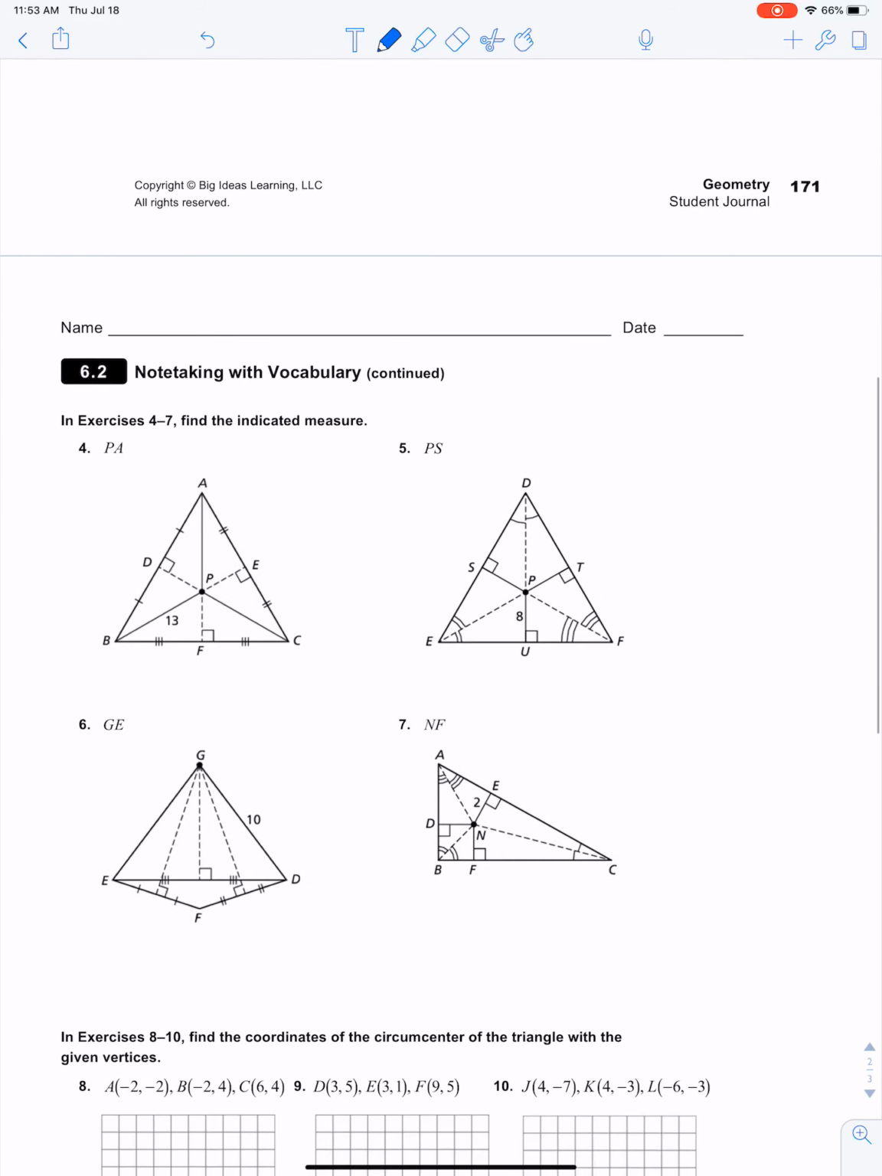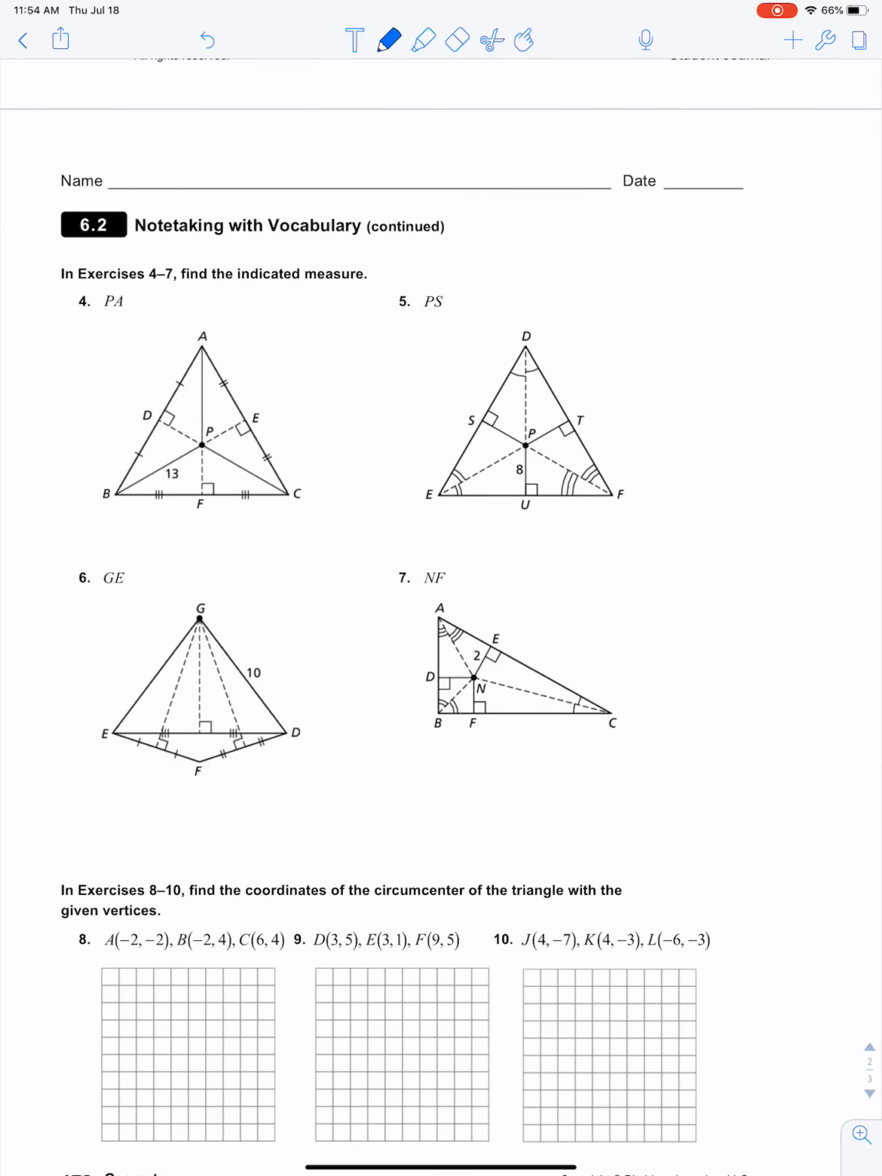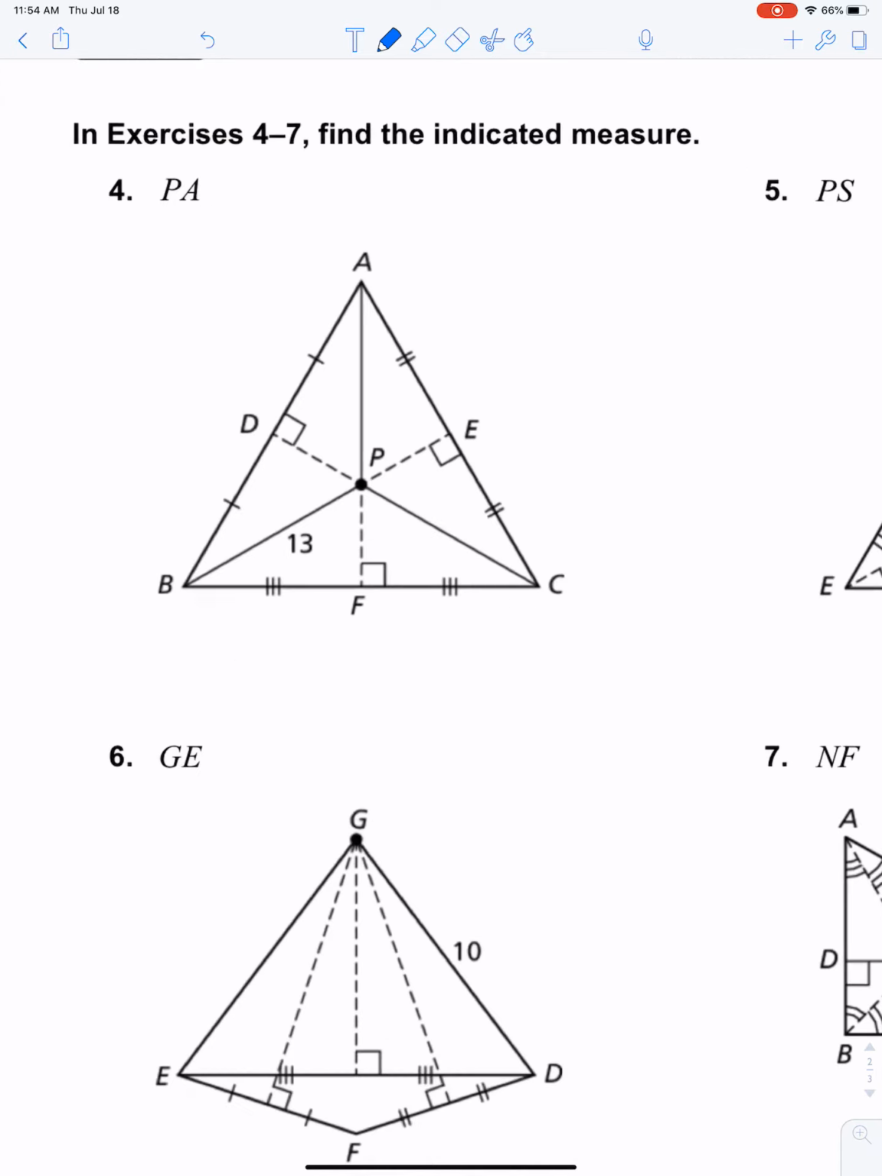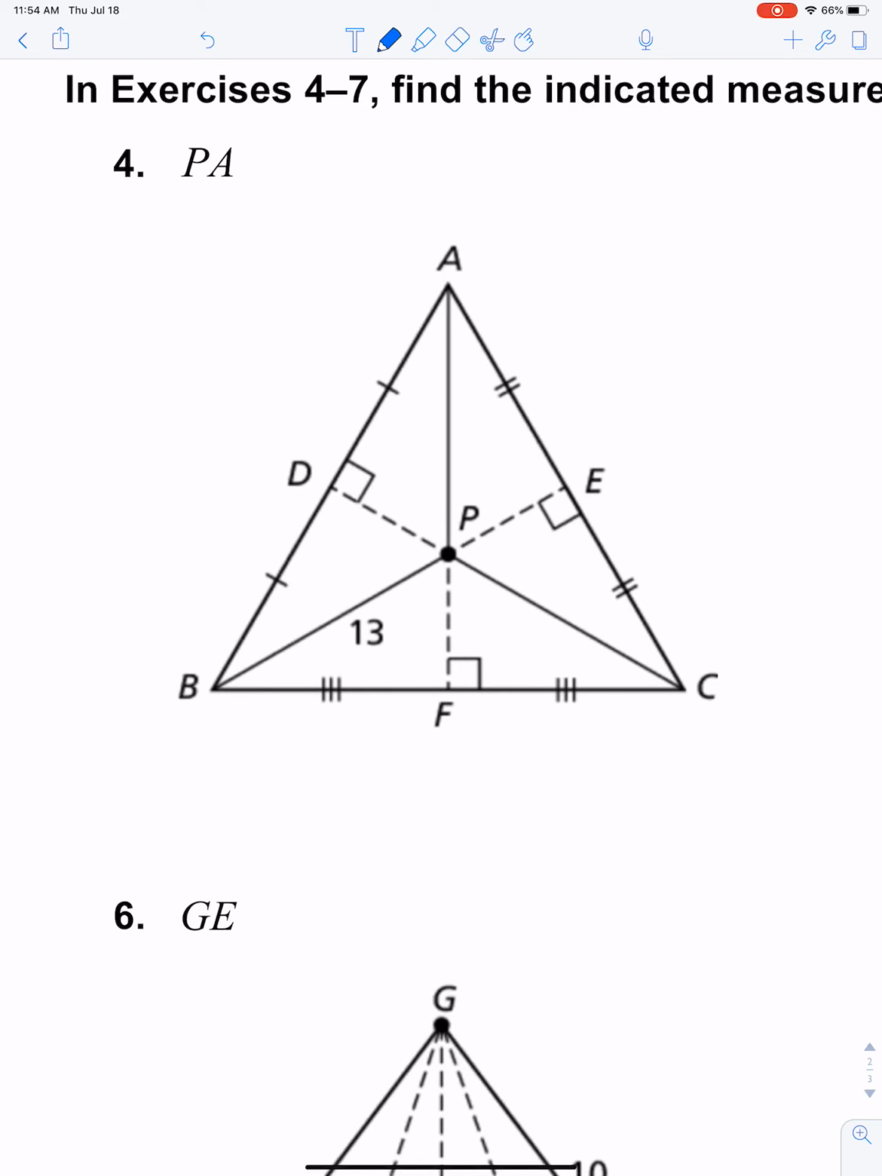Now, in parts 4, 5, 6, and 7, you have to figure out, is this an in-center or is this a circumcenter? So, looking at number 4, it seems that this point is created by perpendicular bisectors. It is perpendicular to each side and it bisects each side. So it's created by perpendicular bisectors, which means number 4 is a circumcenter.